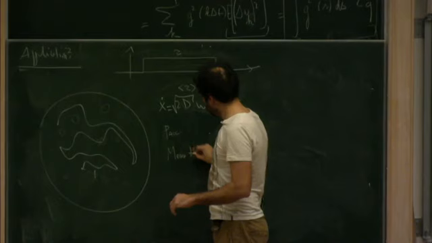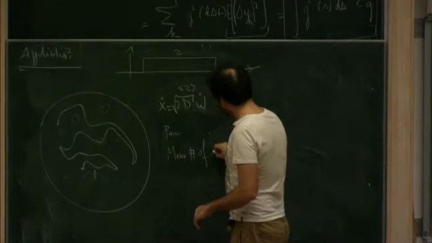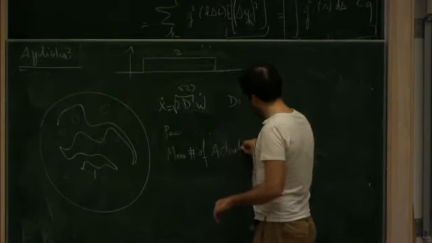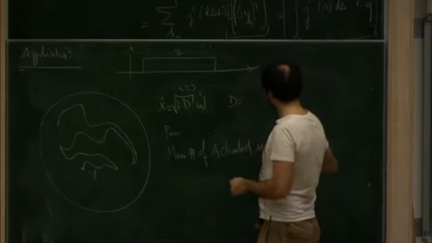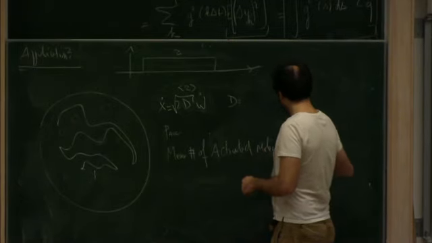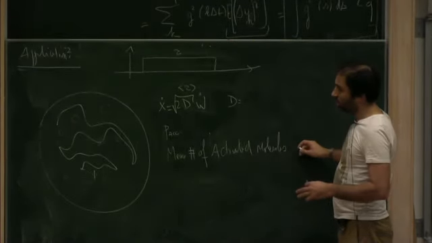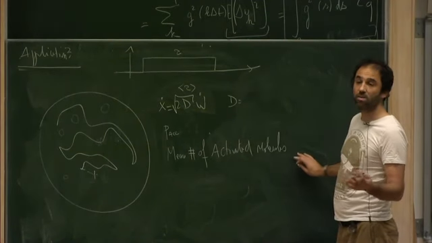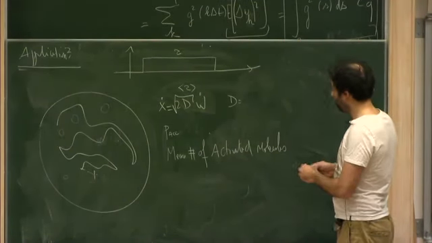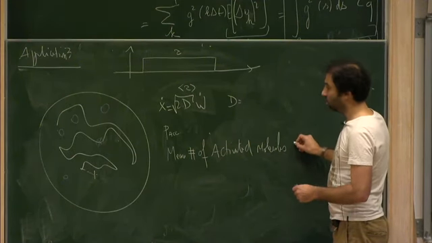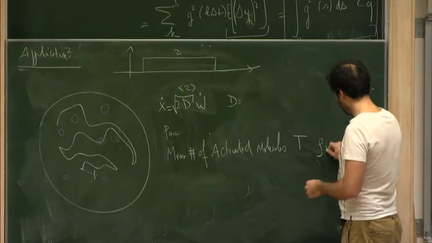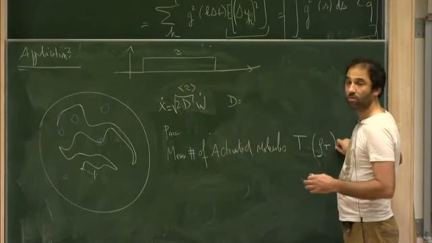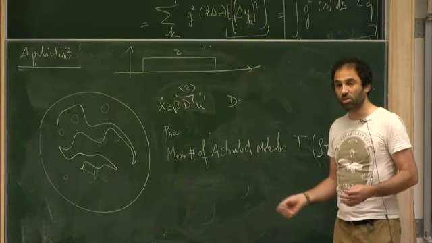What is the mean number of activated molecules? So we have a population of activated molecules. Let's say the population is represented by its density. So you have a population of molecules, let's call it T. And there is a density rho of T. You know the density. Suppose this is known. So how do you do this calculation?